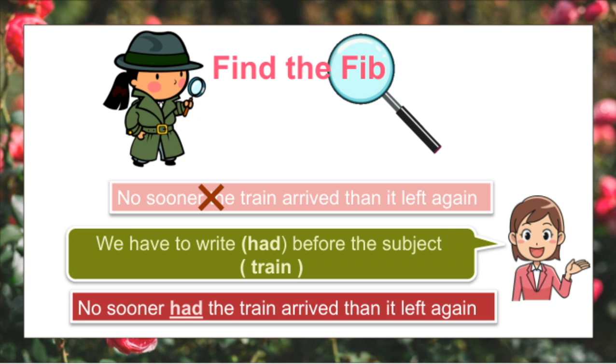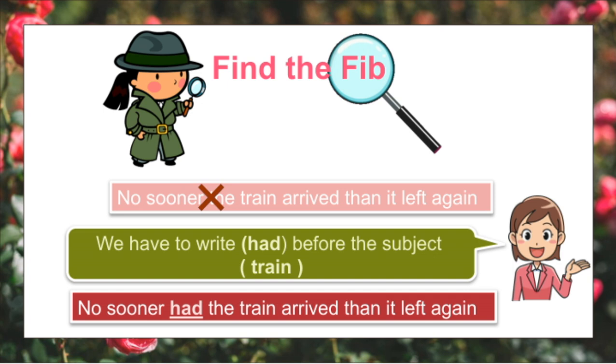Now compare that to the sentence on the slide. "No sooner the train arrived than it left again." This version is actually incorrect because it's missing the auxiliary had. Without had, the sentence doesn't follow the correct grammatical structure for this kind of expression.